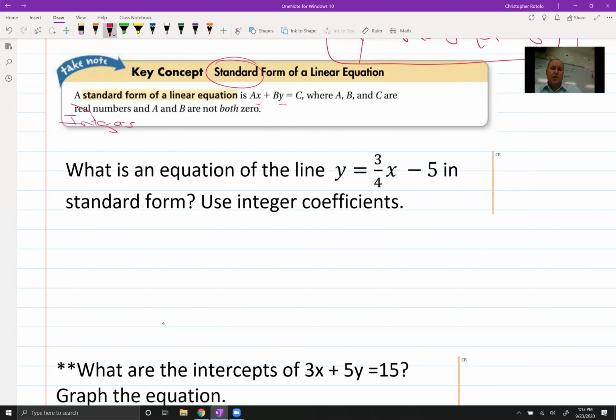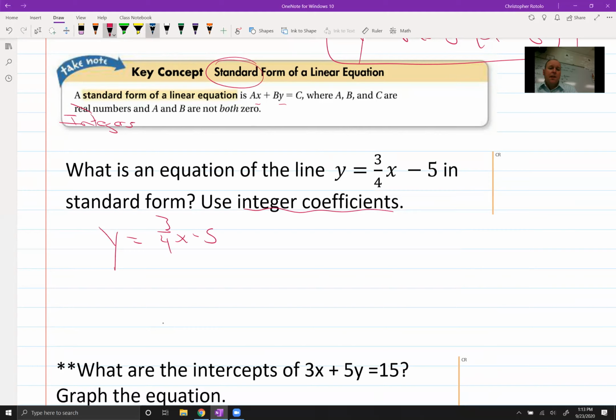This is jumping ahead just a little bit. Okay, so we want to use integer coefficients. So I'll try and remember to put that on there so we don't get it mixed up. But the big difference from Algebra 1 to Algebra 2 is x is allowed to be negative. That's okay. So let me get my equation. y equals 3/4 x minus 5.